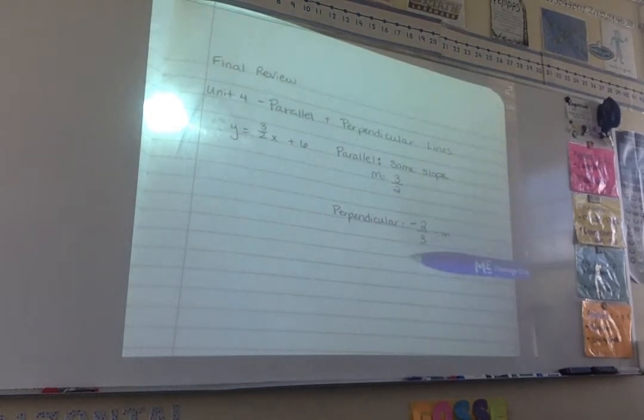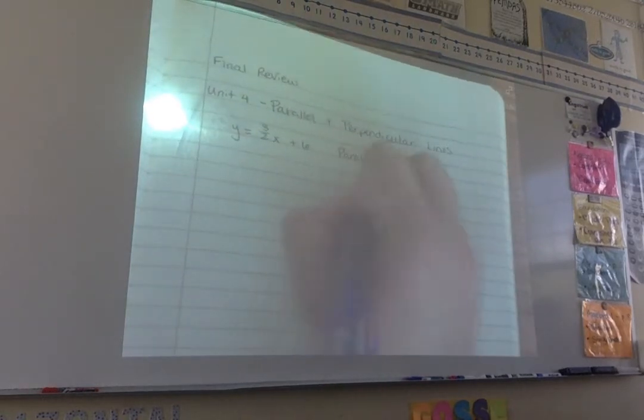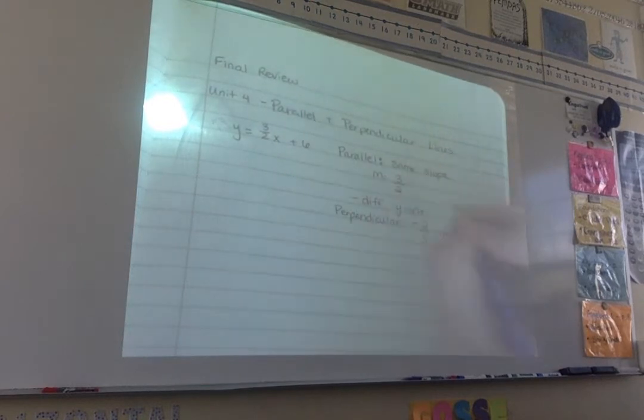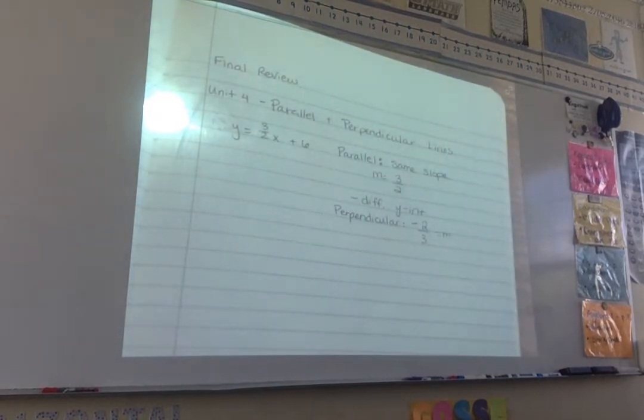So for either of these, this one has to have a different y-intercept. If you want to write that, you can. This one can have the same one, but chances are it will be different. And again, on the test, these two questions, one is about parallel, one is about perpendicular. They are multiple choice.